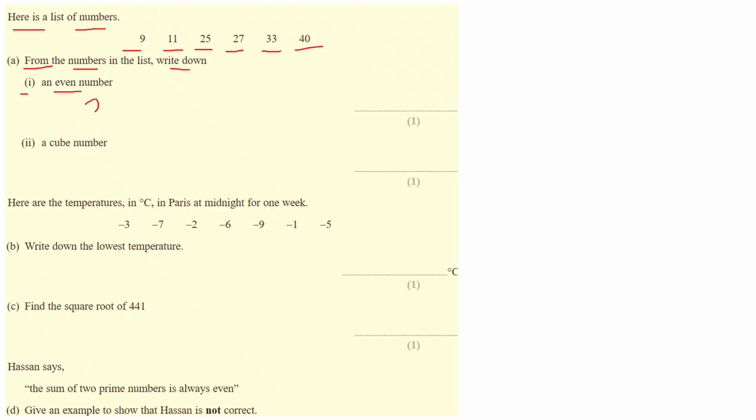So an even number ends in a 0, 2, 4, 6 or 8. So it ends in one of these 5 digits. So that'll be the number 40 because that ends in a 0. Obviously, if it's an odd number, conversely, it would end in a 1, 3, 5, 7 or 9. These are our odd numbers.